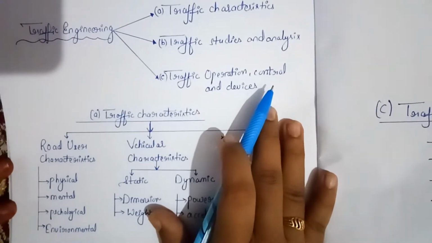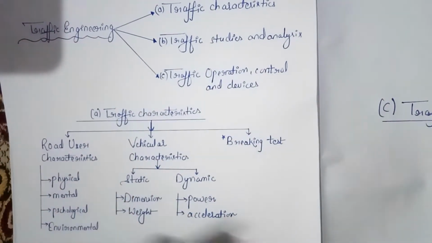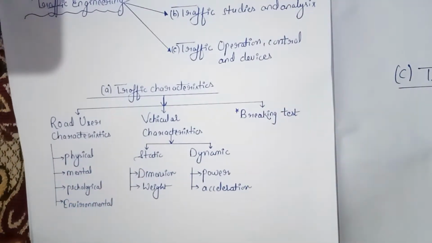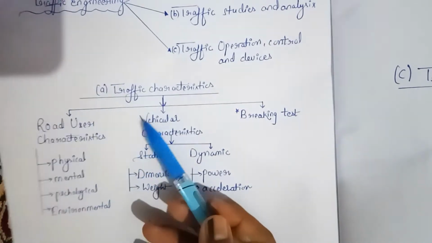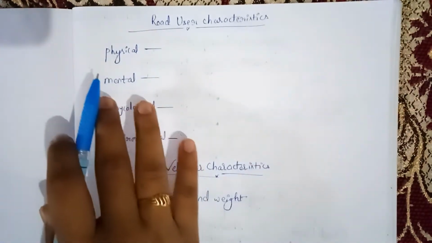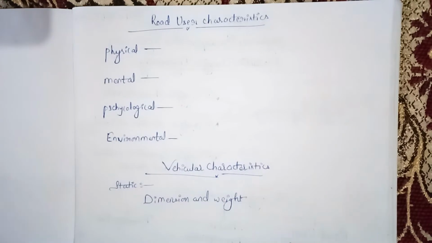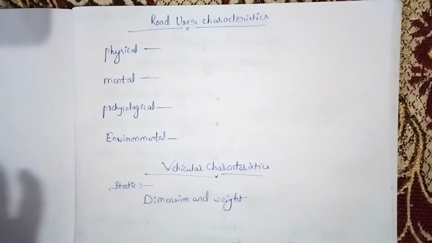Okay, so we will start with our road user characteristic. So what are the road user characteristics? Road user characteristics are the physical, mental, psychological and environmental. We will understand how they play a role in traffic engineering. In the road user characteristics there are terms, that is physical, mental, psychological and environmental, that play a role in the traffic designing and the traffic engineering.